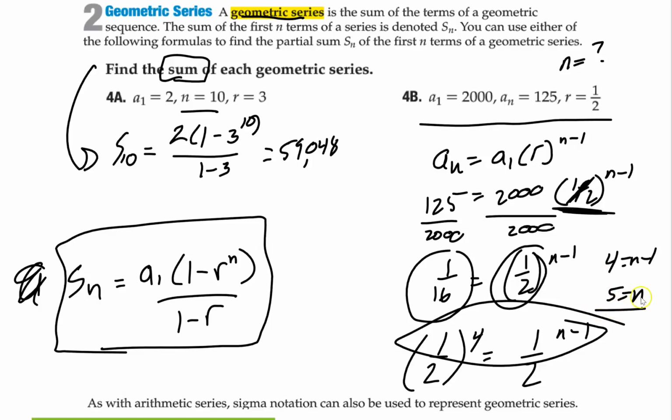That's not the question though. The question is to find the sum. So now I've got to go back and still find the sum. I still use this formula. So now I went through all the work to figure out n is 5. I still have to do this, and a1 would be 2000 times 1 minus 1 half to the 5th power, all over 1 minus 1 half. Put that into a calculator and get an answer.